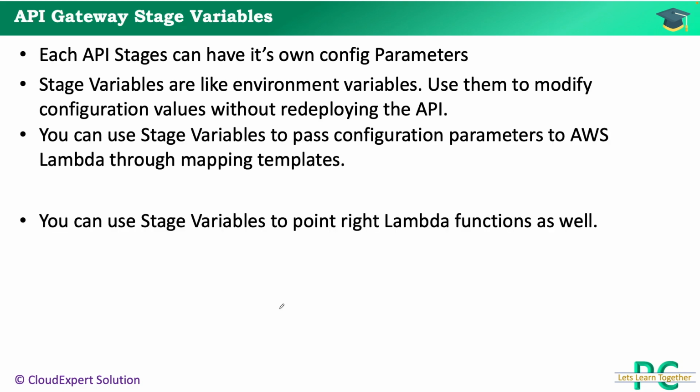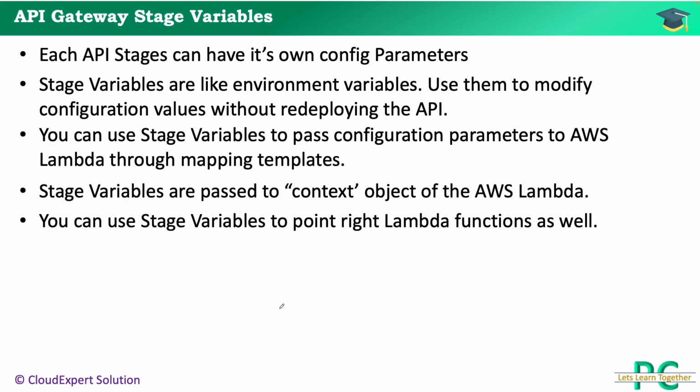You can use stage variables to point to a Lambda function as well, and we are going to see this in our demo. Stage variables are passed to the context object of the AWS Lambda function, and we'll discuss this part in our demo today. But one important point, while we are providing the stage variable, we have to remember this format: you have to mention $, then curly braces, stageVariables where V is capital, and then the variable name.